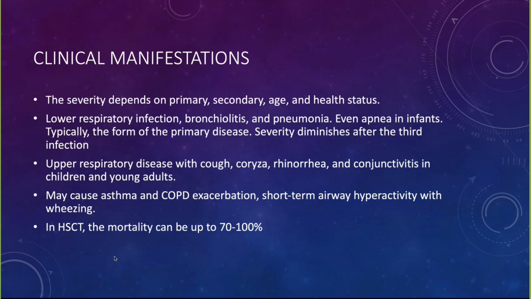In adults or older kids, it can cause just upper respiratory infection with cough, coryza, and can also cause conjunctivitis. It also can, just like parainfluenza, be associated with COPD exacerbation, but this one is important. Even older adults can have short-term hyperactive airway or short periods of wheezing or a post-viral kind of syndrome. In stem cell transplant, the mortality is extremely high. So this virus is really mean for transplant patients. The mortality can be as high as 100%.